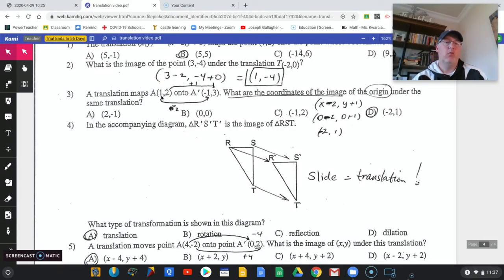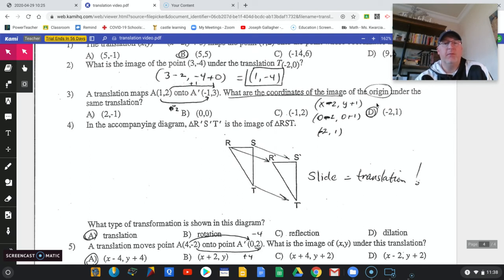How do I go from 1 to negative 1? Well, I subtracted 2 to go from 1 to negative 1. How did I go from 2 to 3? Well, I added 1 to go from 2 to 3. So my x values went x minus 2. My y values went y plus 1. So the rule is really x minus 2, y plus 1.